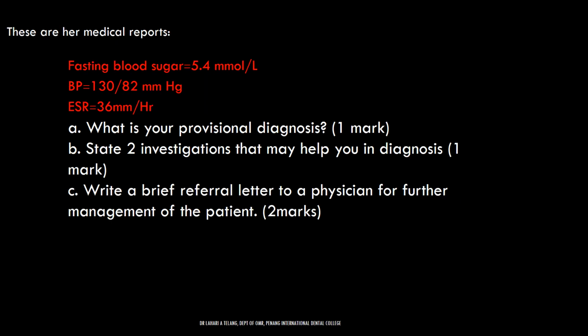Her medical reports: fasting blood sugar was within normal range, just 5.4 millimoles per liter. Blood pressure was 130 over 82 and ESR 36. So, if you were asked for the provisional diagnosis, the most important thing that should come to your mind when you're looking at the dryness of the oral cavity, along with components of dry eyes, should be Sjogren's syndrome.